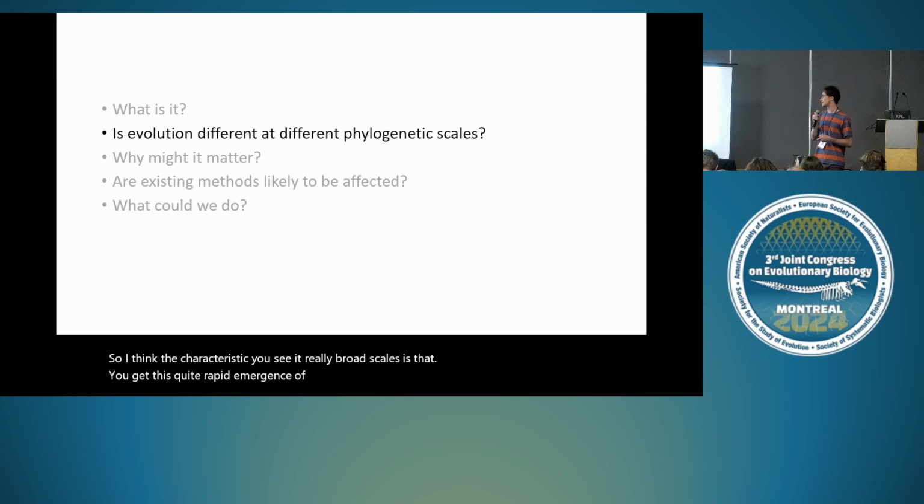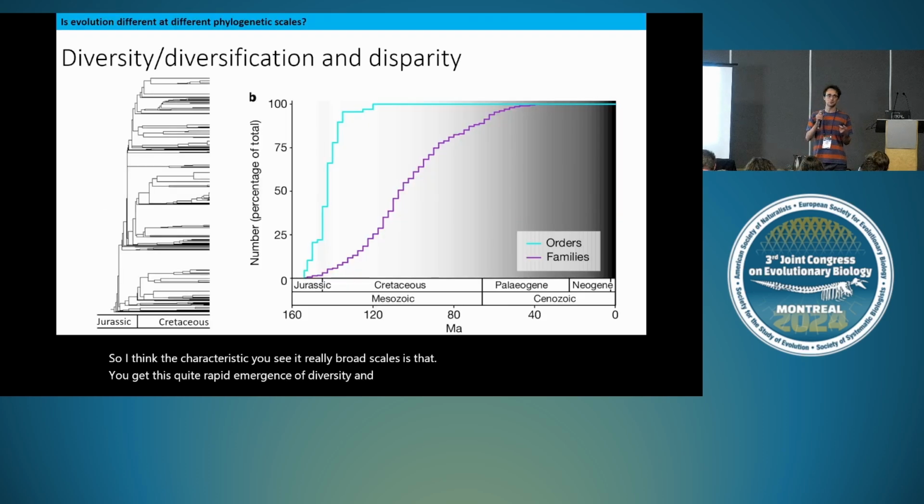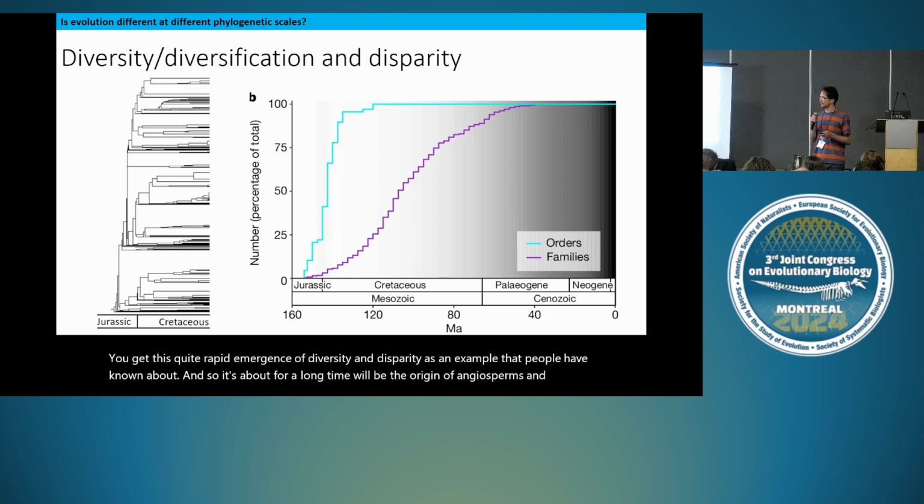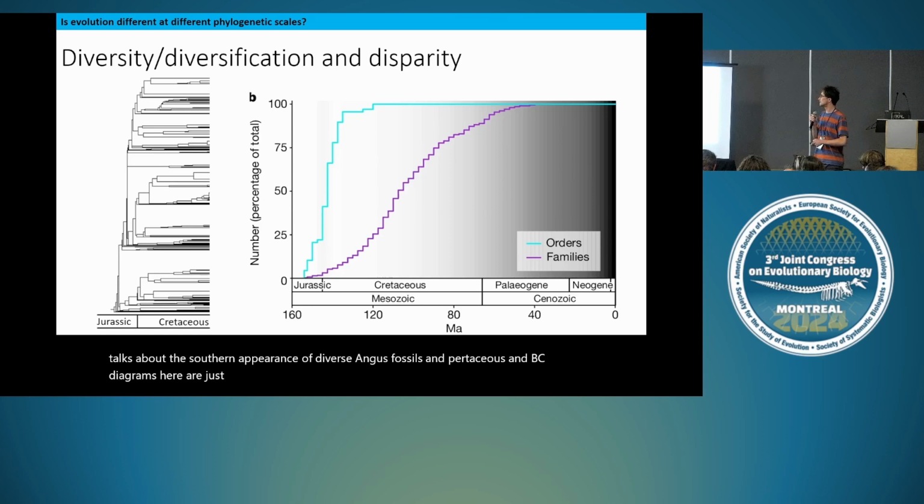a quite rapid emergence of diversity and disparity. A classic example that people have known about and talked about for a long time would be the origin of angiosperms. Darwin talked about the sudden appearance of diverse angiosperm fossils in the Cretaceous, and these 2 diagrams are illustrative of that. On this side we have the early part of a flowering plant tree of life, and you can see the really rapid branching events giving rise to different lineages.